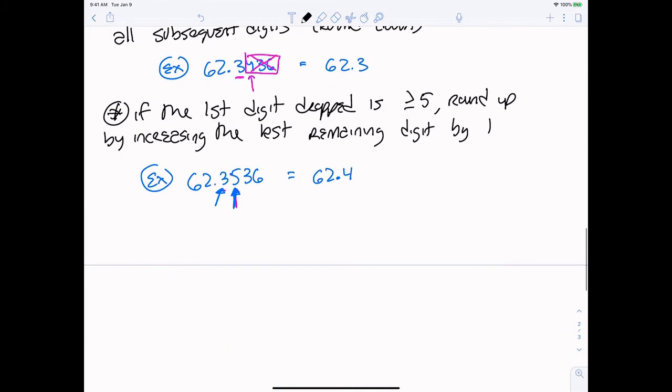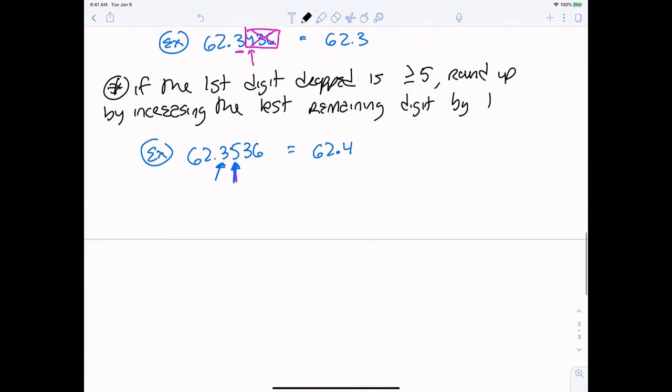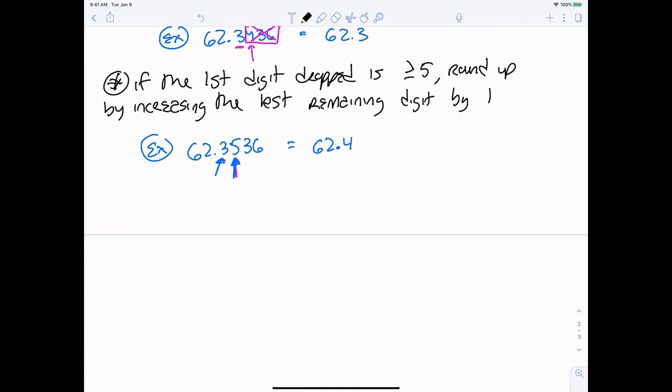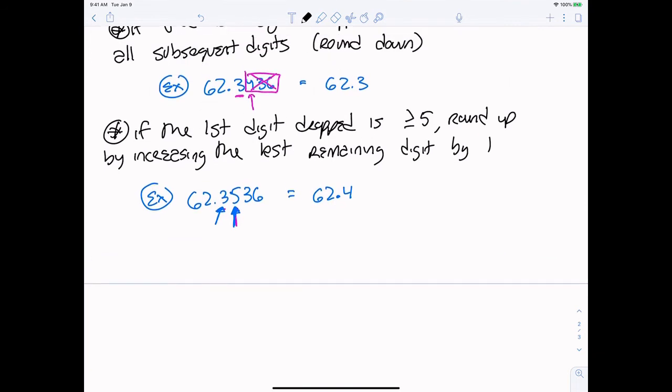And we'll have opportunity to practice this as we go through this course. But pretty straightforward. Less than 5, round down. Basically, you just drop all those digits. Greater than or equal to 5, you round up. You actually increase that last remaining digit by 1.